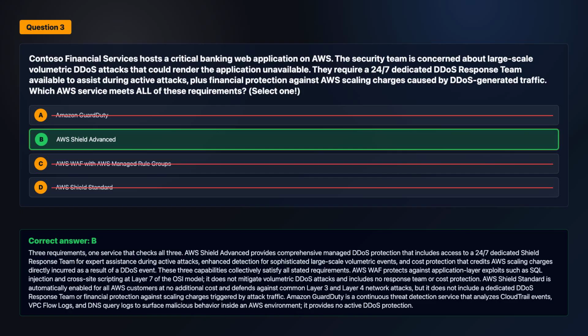Amazon GuardDuty is a continuous threat detection service that analyzes CloudTrail events, VPC flow logs, and DNS query logs to surface malicious behavior inside an AWS environment. It provides no active DDoS protection.